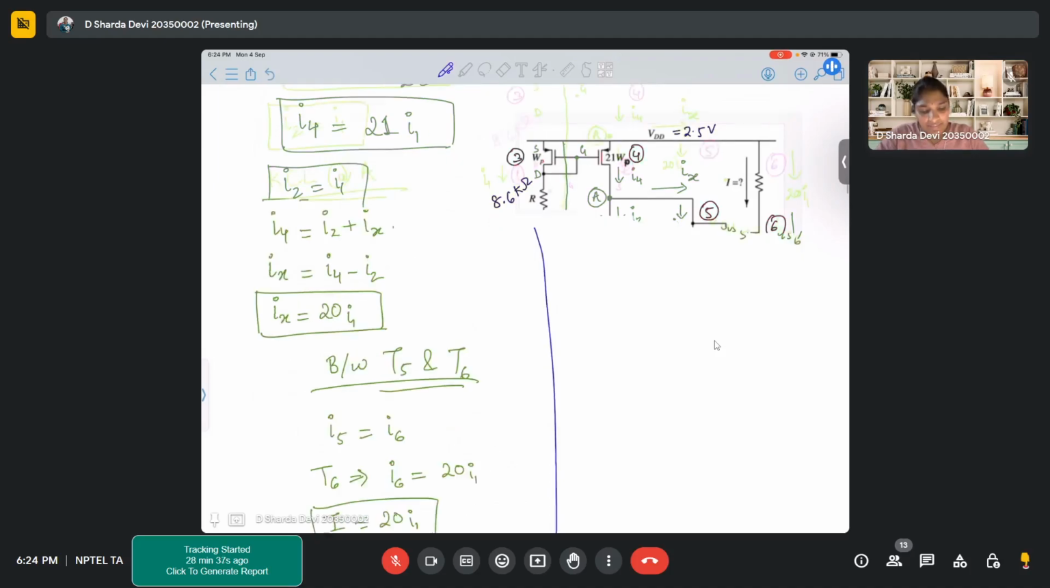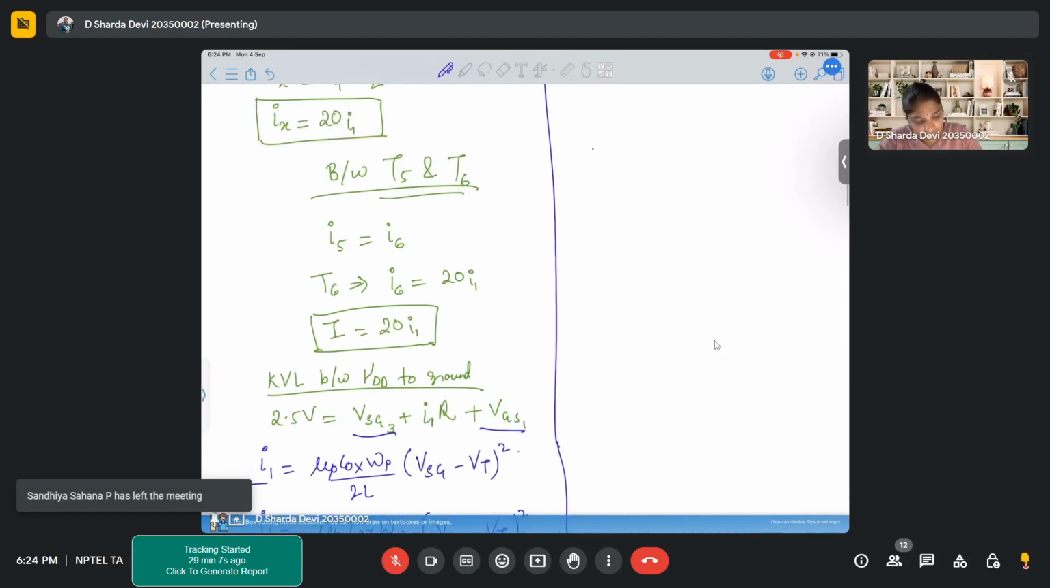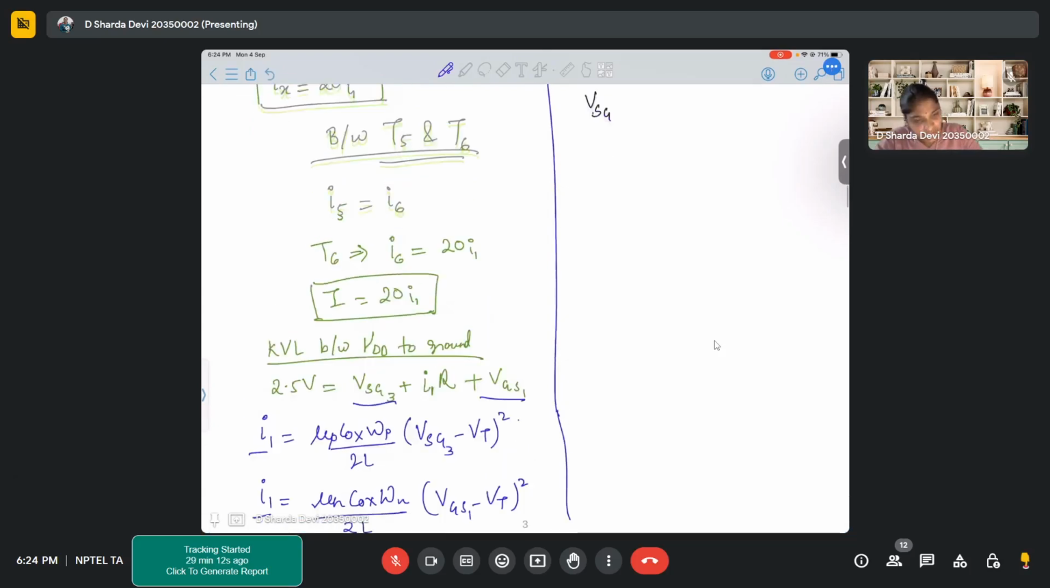So one way, as I said, is to write a KVL all the way from VDD to ground, which is 2.5 volts equal to VSG of the third transistor plus I1R plus VGS of the first transistor. We don't know the values of VSG and VGS, but we know that the current flowing in that branch is I1 only.